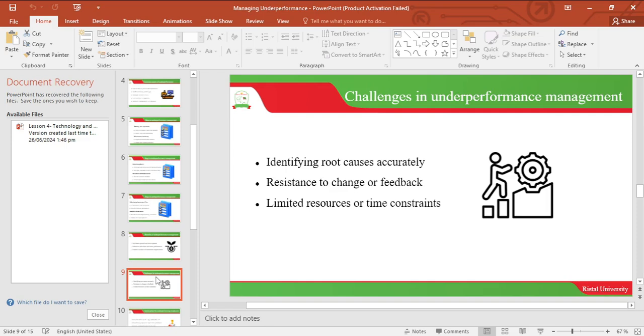So these are some of the challenges facing managers in their attempt to manage performance in an organization.